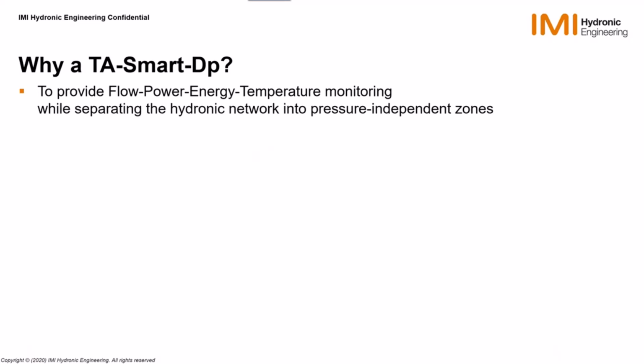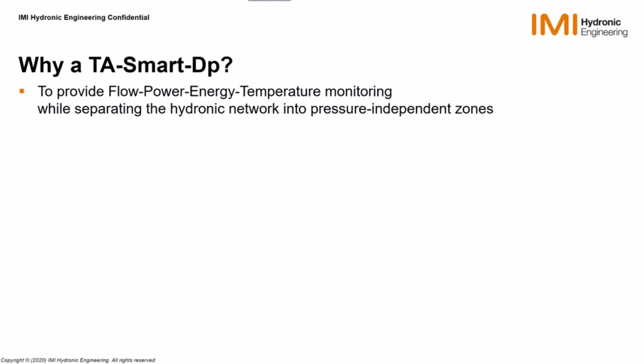Well, the main reason is in terms of application, what we can do with it. We are able, with a TSMR DP, to provide flow, power, energy, temperature monitoring to people at the place where the TSMR DP is connected, same as with TSMart, obviously. But this time, while we are able to separate the hydronic network into pressure-independent zones, the valve acts as a delta P controller. And this is something that can be interesting depending on the applications.